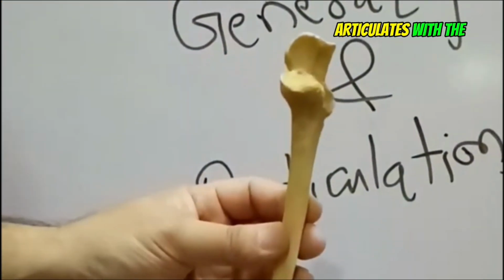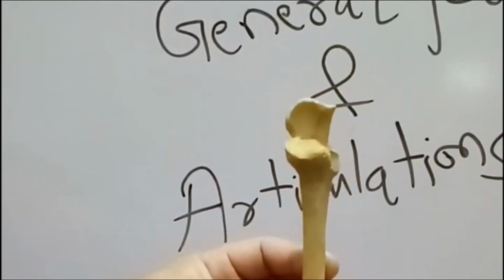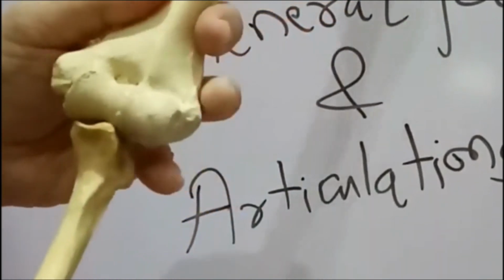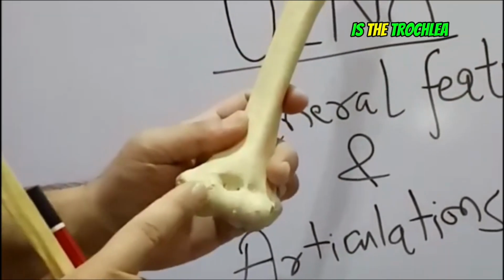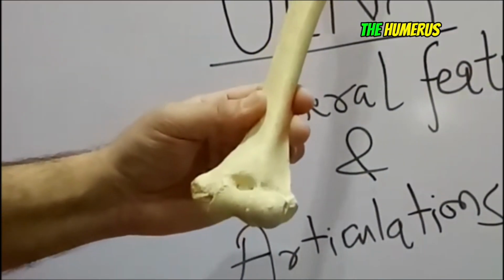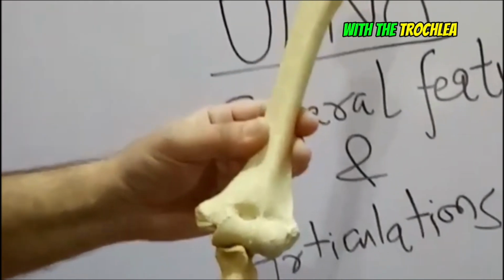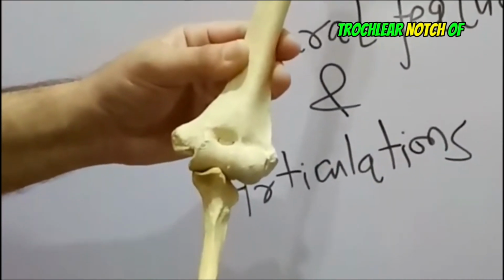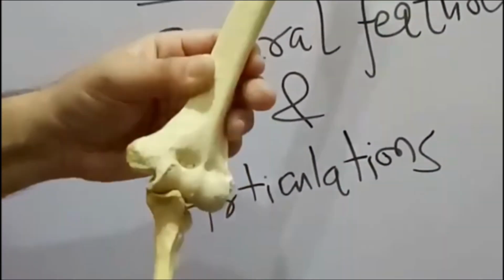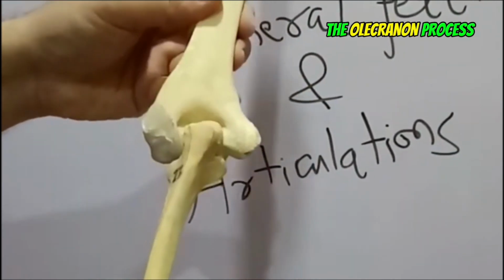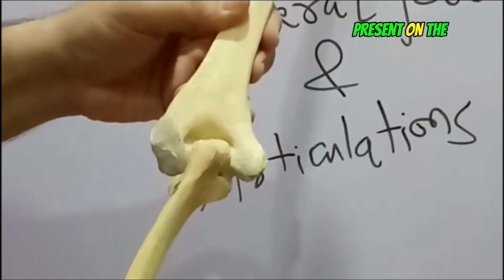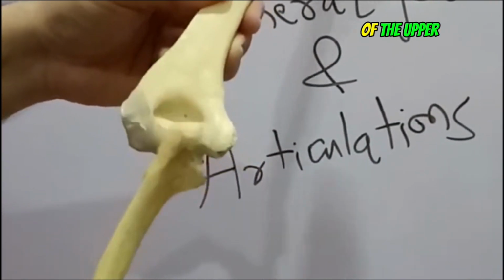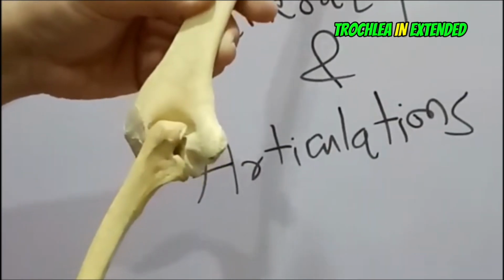The trochlear notch articulates with the trochlea of the humerus. So here we can see this is the trochlea present in the lower end of the humerus, which will articulate with the trochlear notch of the ulna in such a way. And we can see here the olecranon process fits into the olecranon fossa present on the posterior aspect of the upper part of the trochlea in extended elbow.